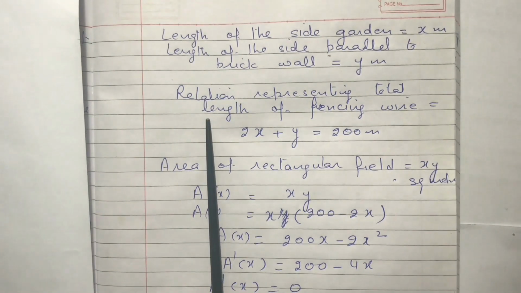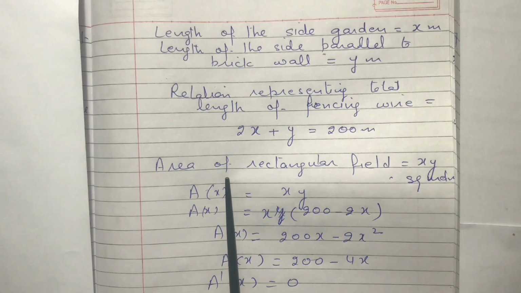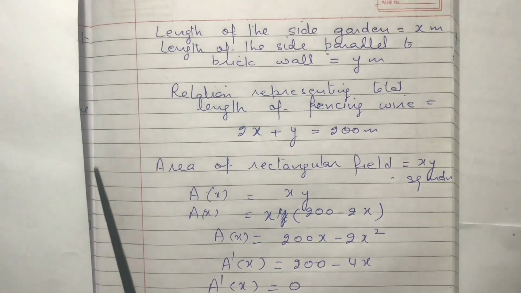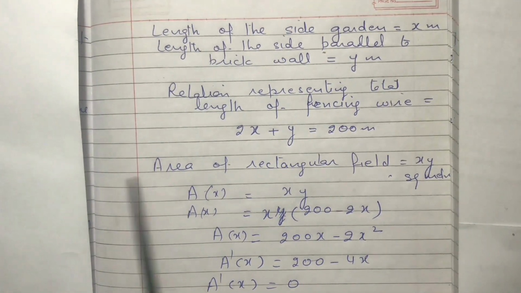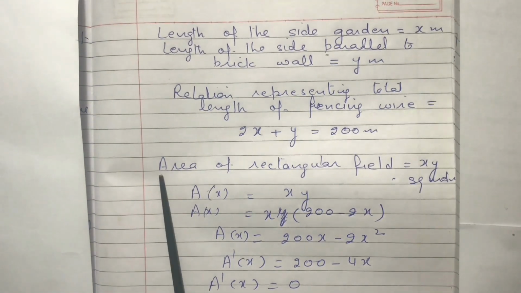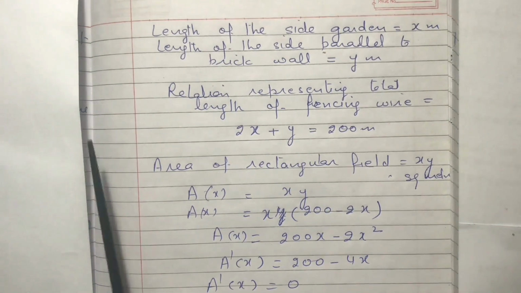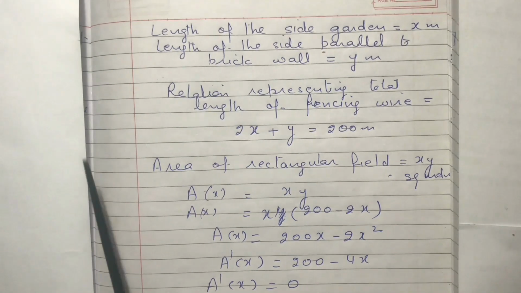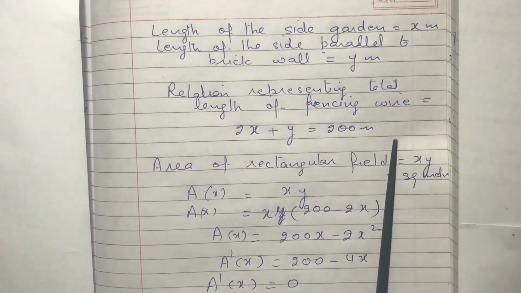This is a brick wall and this is a side. These are 2 sides. This side is perpendicular to this brick wall. Let this side is x meter and again this side is x meter. And this side is parallel to this brick wall. This is y meter. So the perimeter where fencing is to be put is x plus y plus x. So you will have 2x plus y and that is equal to 200 meter.